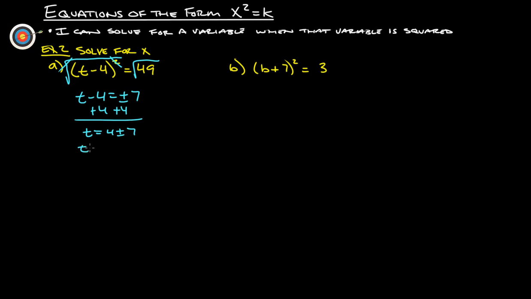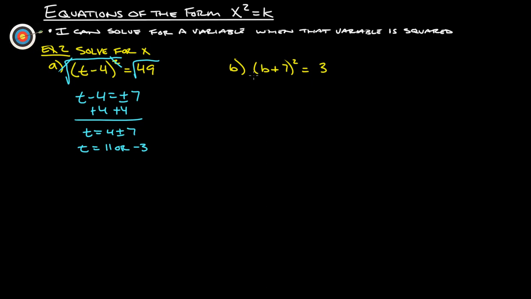So that means t would equal 4 plus 7, which is 11, or 4 minus 7, which is negative 3. Either one of those should end up working out, and it will if you plug it in. 11 minus 4 is 7, and 7 squared is 49. And if we put in negative 3, negative 3 minus 4 is negative 7, and negative 7 times negative 7 is also 49.